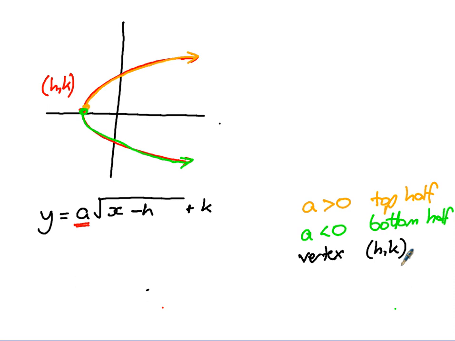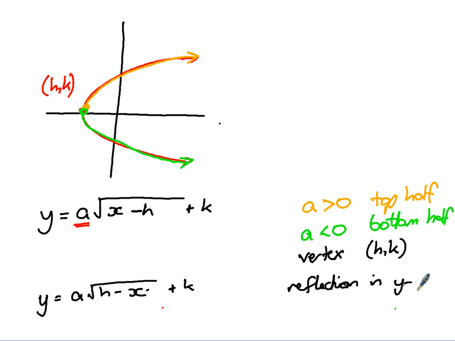And the other thing is, if we have a reflection in the y-axis and it goes off to the left, it's going to have this sort of form, square root h minus x plus k. And so this is a reflection in the y-axis. And sort of goes to the left.